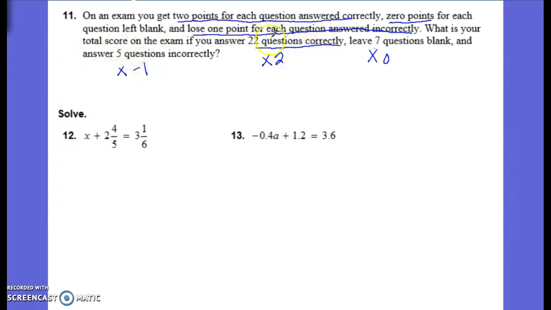Basically, you multiply and then add everything together. So 22 times 2 is 44, right? 7 times 0 is 0. 5 times -1 is -5. Then you add these numbers together, okay? So 44 plus -5 is basically 44 minus 5. That's going to give you 39 points.